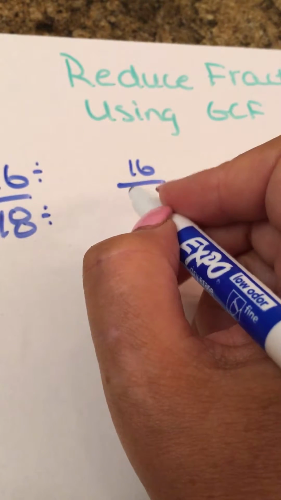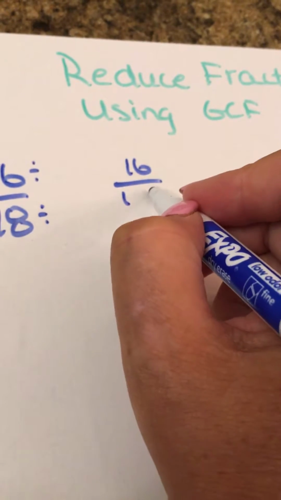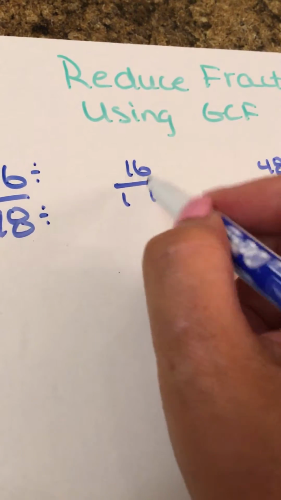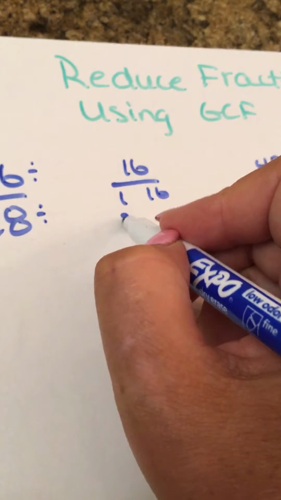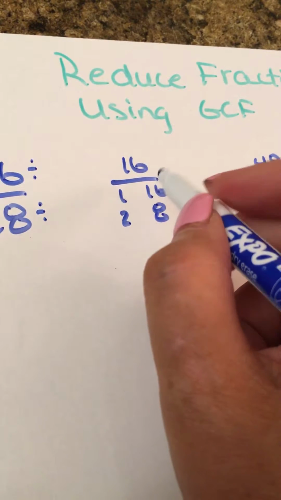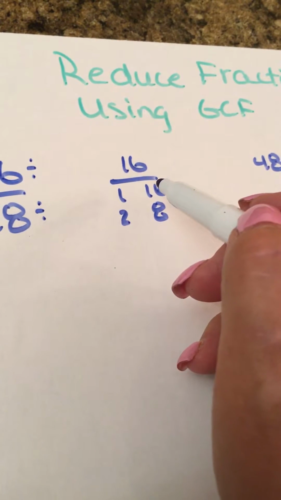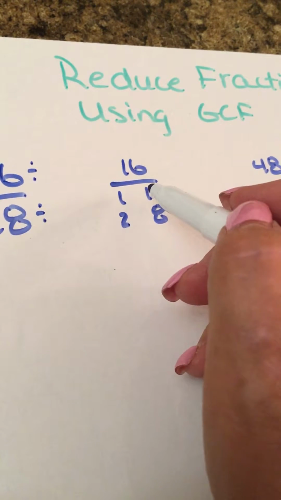So let's start with the smallest number, 1. We never use 0. 1 times what is 16? 1 times 16. Math rules say that 16 is even, so 2 goes into it. 2 times 8. Does 3 go into it? Let's look at our math rule. 1 plus 6 is 7. 3 does not go into 7 equally, so we can forget about 3.